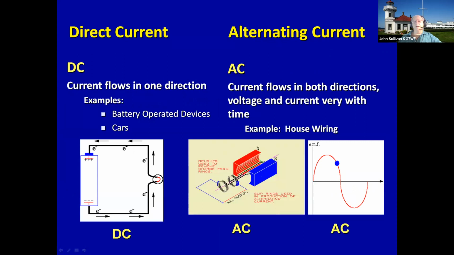Let's talk a little bit about DC and AC current. Direct current flows only in one direction. Example of that would be battery-operated devices. That's direct current, like a flashlight or whatever, or your car battery. AC current flows in both directions. Voltage and current vary with time. We'll see another illustration, but that's what creates a wave on the right, your alternating current wave.